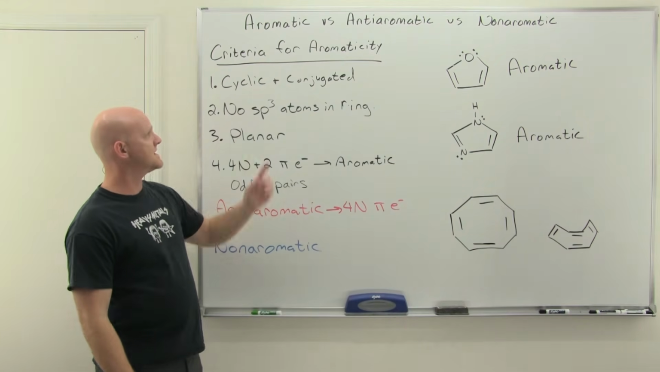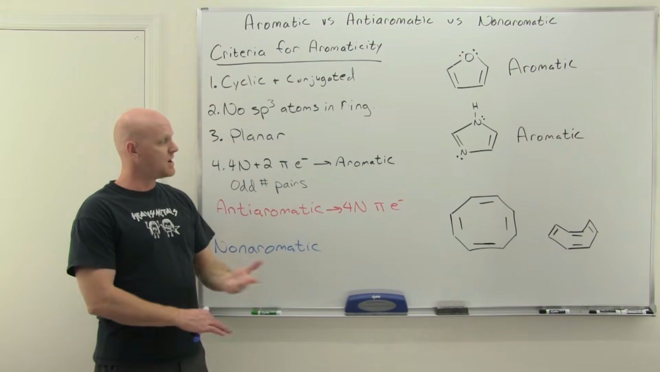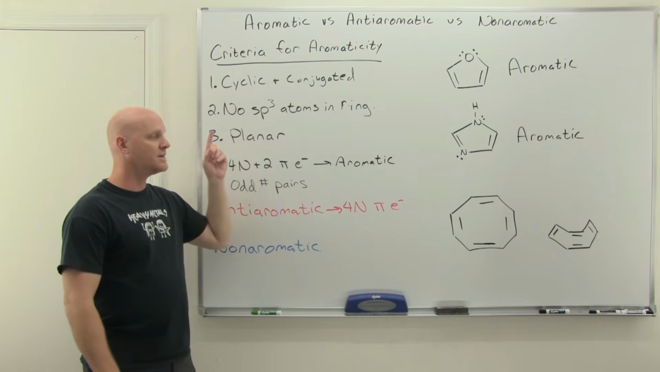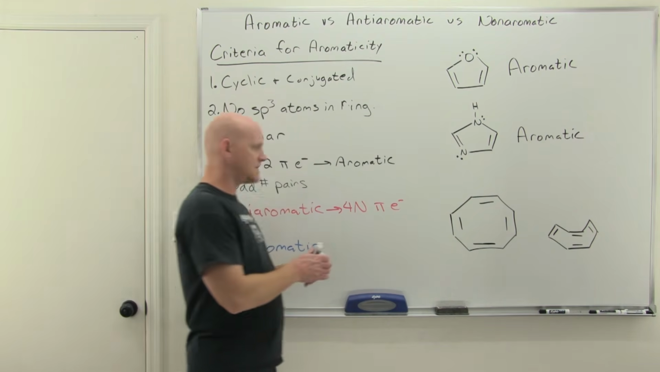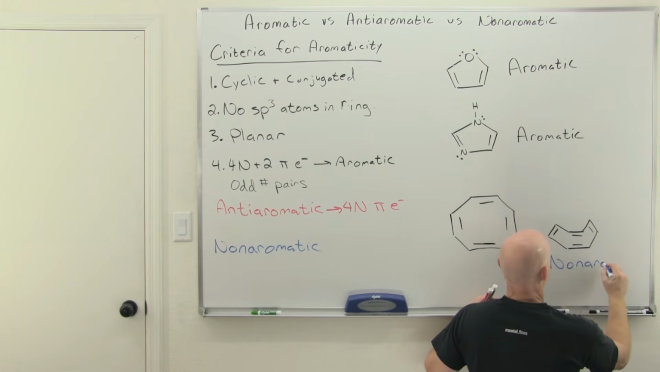And so if you looked at this, you'd say cyclic and conjugated? Well, it looks like it is. Are there any sp3 atoms in the ring? No, they're all sp2. Is it planar? No. And so since we've identified it as not being planar, this guy is non-aromatic.